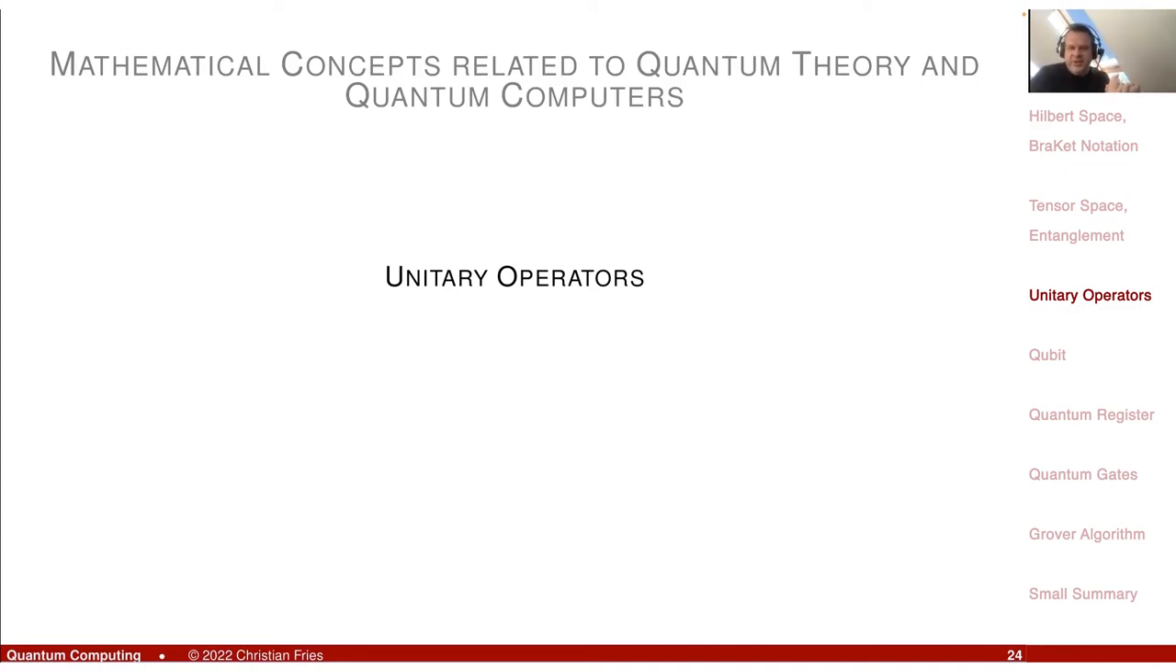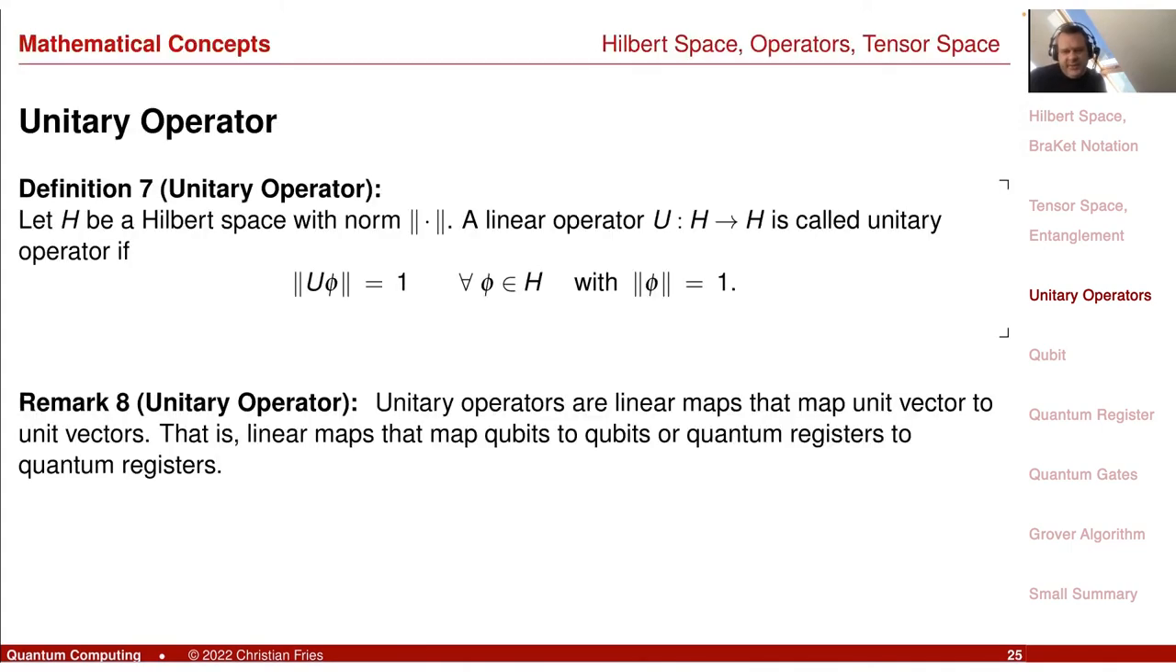And we now like to describe operations that modify these. So the things we have to look for are unitary operators. So the definition of a unitary operator: assume we have a Hilbert space here with a certain norm. Then a unitary operator is a linear operator, and it's called unitary if it maps unit vectors to unit vectors.